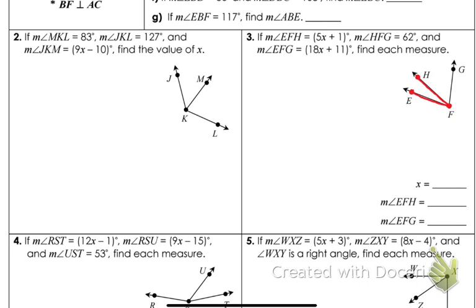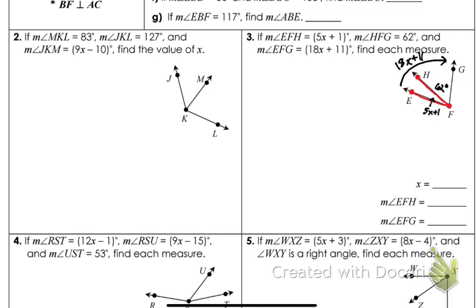That one's supposed to be 5x plus 1. So we'll say that's 5x plus 1. Then they give me HFG. HFG is the other small angle. HFG is going to be 62 degrees. And then finally they tell you the whole thing, EFG, the whole thing. So what I do is I draw a little arrow like this and say that is 18x plus 11.